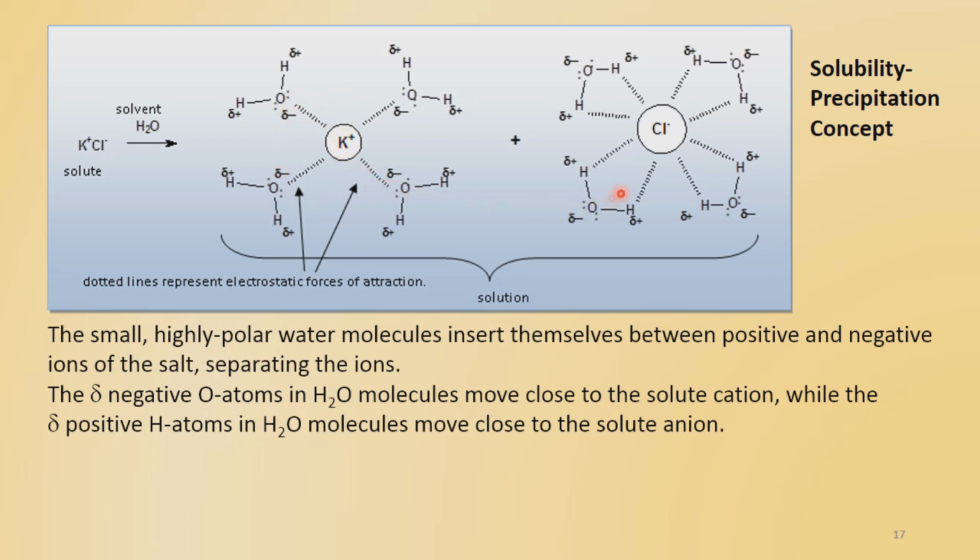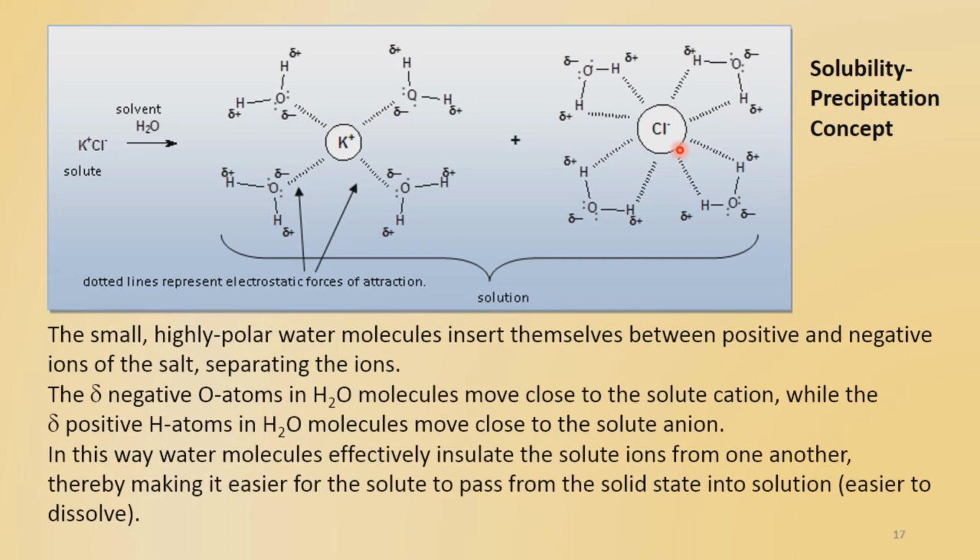At the same time, the slightly positive or partially positive hydrogen atoms of the water molecules surround and move close to the anion, in this case chloride. In this way, water molecules effectively insulate the solute ions from each other, thereby making it easier for the solute to pass from the solid state into solution, that is, easier to dissolve.